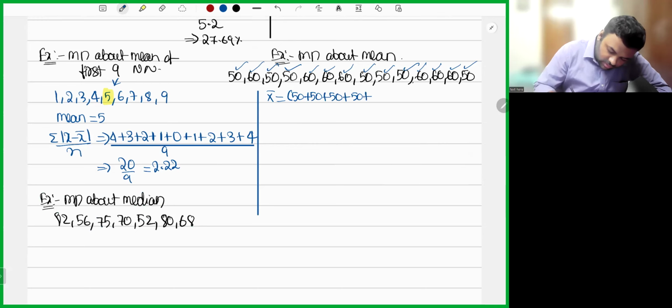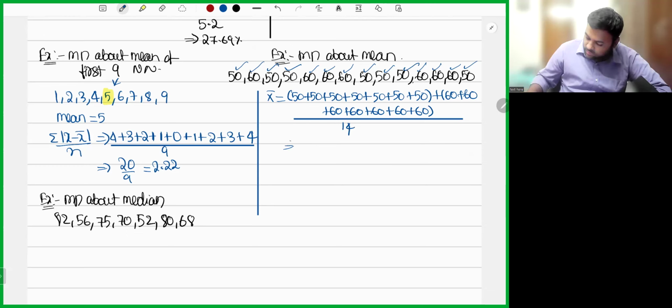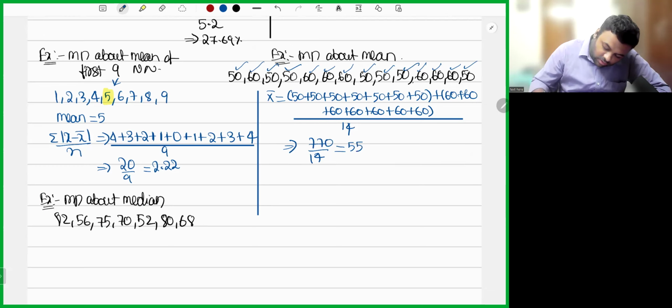So 50 seven times plus 60 seven times, divided by 14. 770 divided by 14, which is 55.